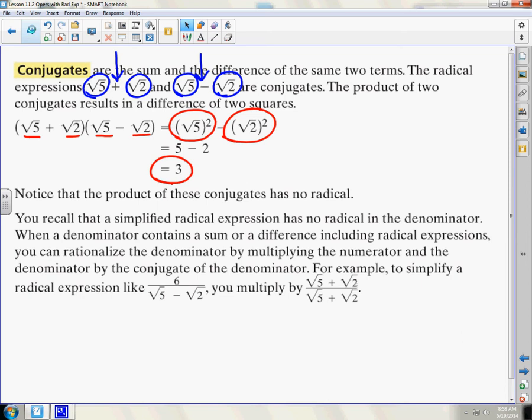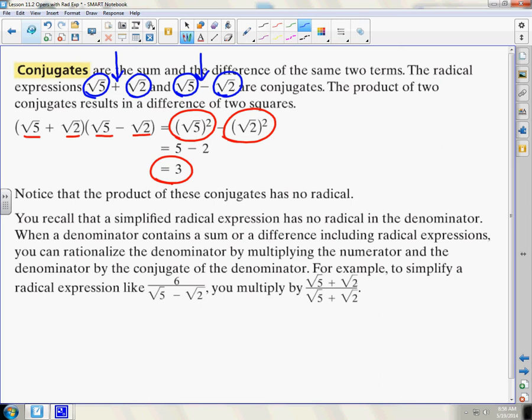You recall that a simplified radical expression has no radical in the denominator. So when a denominator contains a sum or difference, including radical expressions, you can rationalize the denominator by multiplying the numerator and denominator by the same conjugate of the denominator.